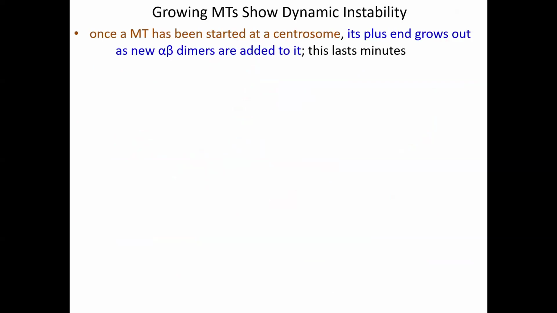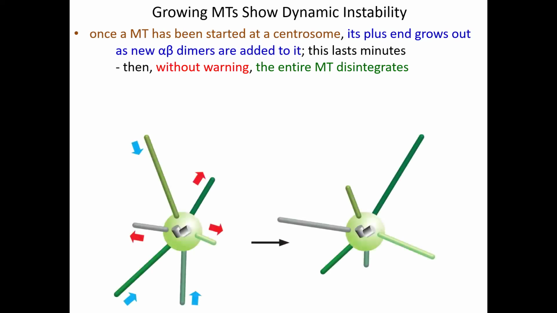One interesting thing about microtubules that contrasts them dramatically from intermediate filaments is this idea of dynamic instability. Yes, once a microtubule has been started at a centrosome, it's going to get easier and easier to add new tubulin dimers to the growing plus end. That's true. And that process is going to go on for minutes. But then, without warning and spontaneously, many microtubules will spontaneously disintegrate. They'll collapse, they'll break down.